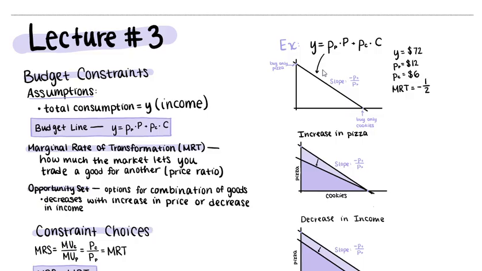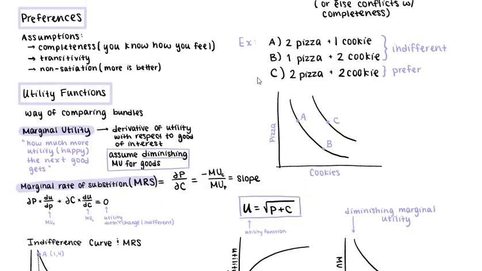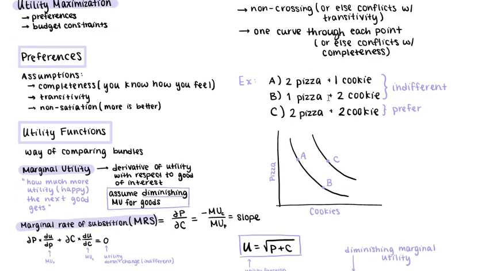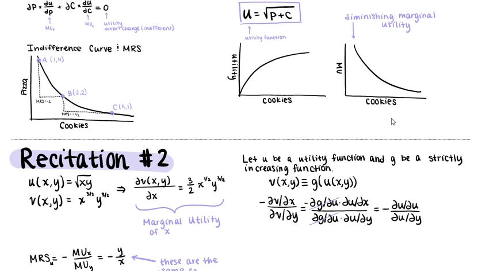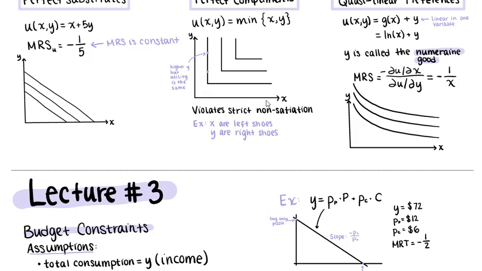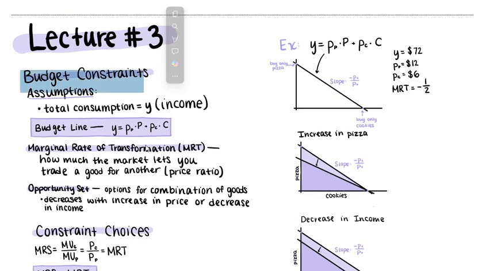Lecture 3, we're going to talk about budget constraint. The preferences, the indifference curve, are very ideal because in this case we don't consider a limited amount of money. So here we have a budget constraint. We assume that total consumption equals y, and y is your income. We can derive the budget constraint line, which is y equals the price of pizza times pizza plus the price of cookies times cookie.